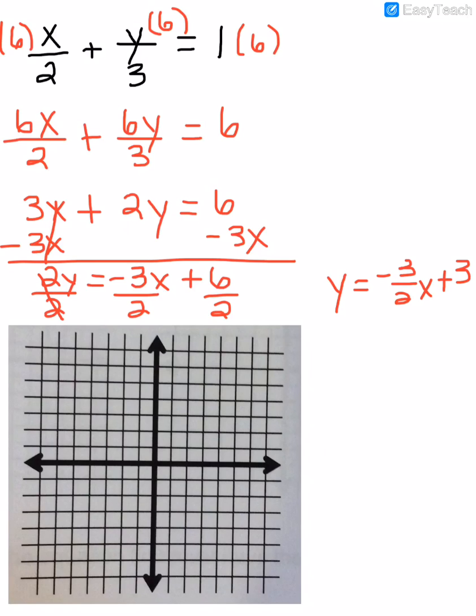Okay, so my slope is a negative 3 over 2, and my y-intercept is positive 3. So my first dot goes up 3 on my y-axis, and then my slope is negative 3 over 2 or 3 over negative 2. So I would go down 3 and to the right 2, or I could go up 3 and to the left 2, and then connect my dots. Make sure you put arrows at the ends, and my line is falling, which it should be since my slope is negative.